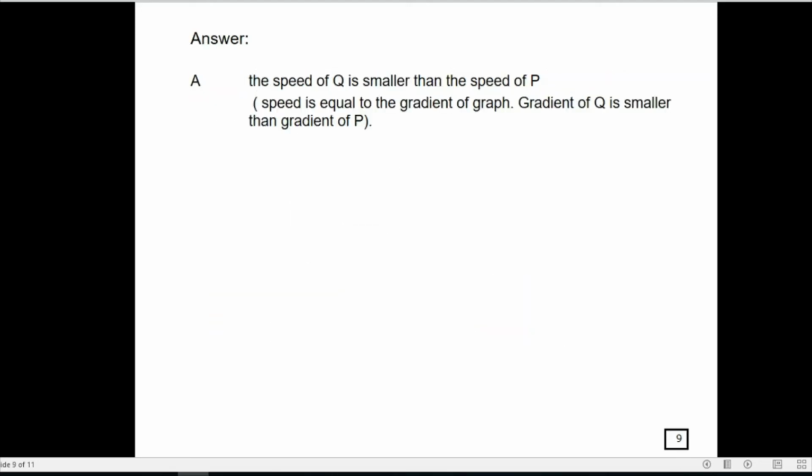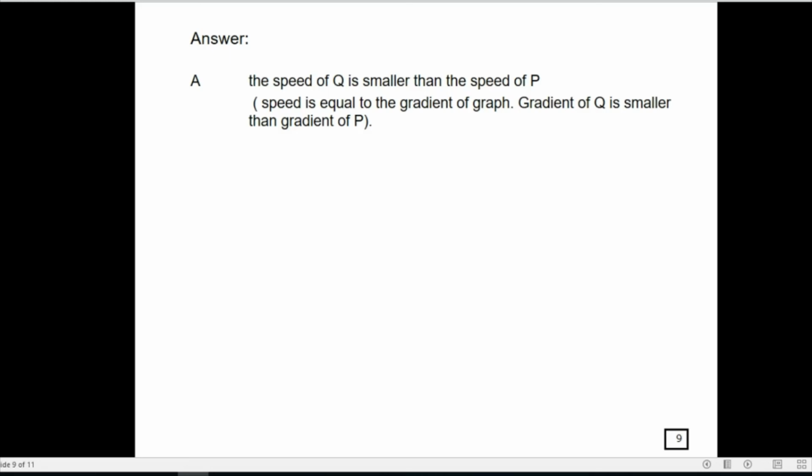Well done to those who answered A. The answer is A, which is that the speed of Q is smaller than the speed of P. For those who answered A, you may have thought about the concept we just learned, which is the gradient of the graph as well as the area under the graph. The answer is A because the speed is equal to the gradient of the graph, and the gradient of Q is smaller than the gradient of P.